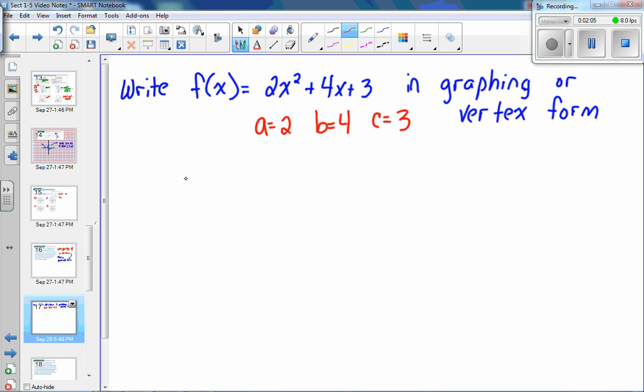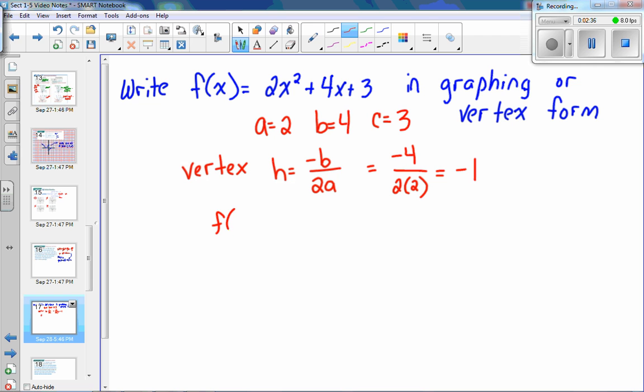Now, if you remember, to find the x-coordinate of the vertex, which in our equation would be h, we took the opposite of b over 2a. So if I do that, I'm going to get negative 4 over 2 times 2. So we get negative 1. That's the x-coordinate of my vertex. How do I find the y-coordinate? Substitute that value back into my function.